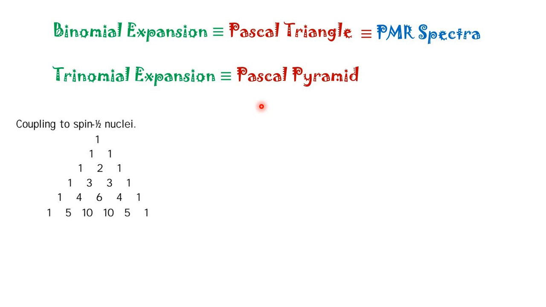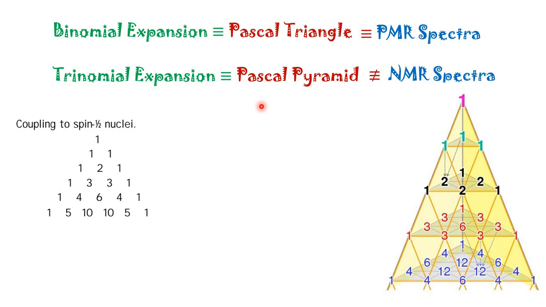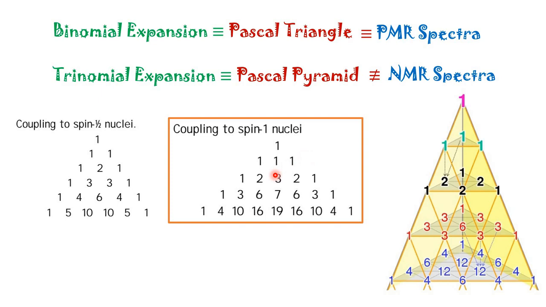But then in part 2, we have shown that the Pascal pyramid is again a beautiful representation of trinomial expansion coefficients, that is (a + b + c) to the power n. But this pyramid does not represent the NMR spectra for spin I equal to 1, not half like proton. This non-correspondence between Pascal pyramid and NMR spectra was explained in part 2, and we have shown the true intensity ratio pattern for spin 1 nuclei, which is not represented by the Pascal pyramid. Say, for example, 1 2 1 2 1 2, but here it is 1 2 3 2 1.